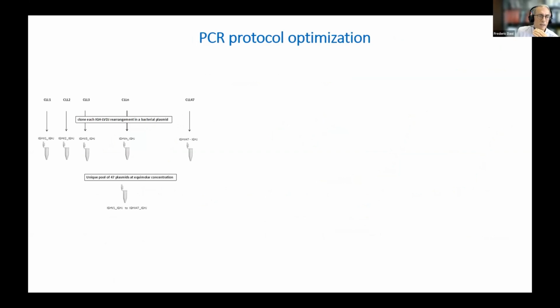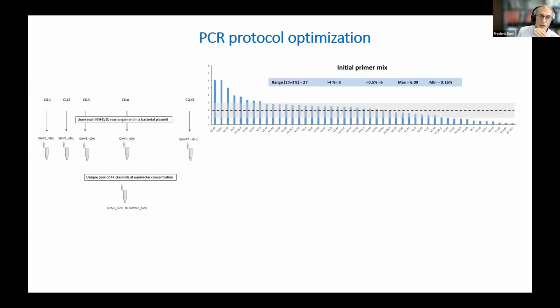And for that, we designed an assay where we cloned rearrangements from CLL in plasmids. And we had 47 rearrangements, each of them having a different V gene. And we then made an equimolar mix of these plasmids. So we tested our initial mix. It was clear that in theory, because there are roughly 50 plasmids, each of them should be sequenced and represent 2% of the whole. It was clear that there were some plasmids, some genes which were under-amplified or over-amplified.